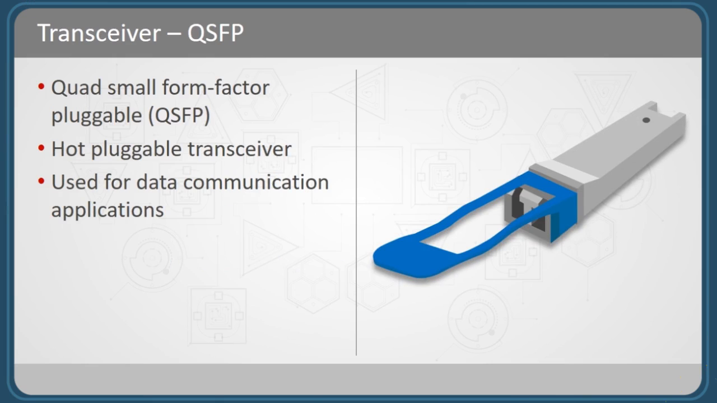Now, the QSFP is the Quad Small Form Factor Pluggable, so very much like the original SFP. It was hot pluggable and used for data communication applications where you needed to handle those conversions. But the quad meant that it could handle 4 different channel configurations. Now, not 4 simultaneous connections, but rather the ability to operate on 4 different channels.